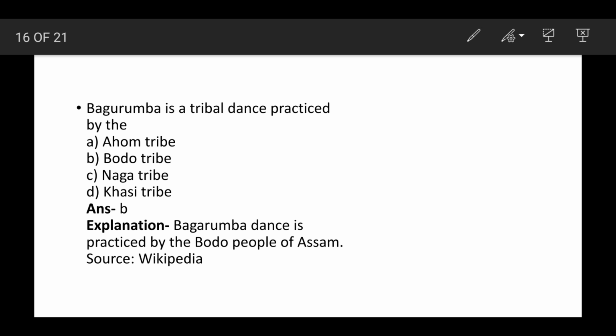Next question: Bagurumba is a tribal dance practiced by which tribe? The answer is A, the Bodo tribe. Bagurumba is a tribal dance practiced by the Bodo tribe in Assam.